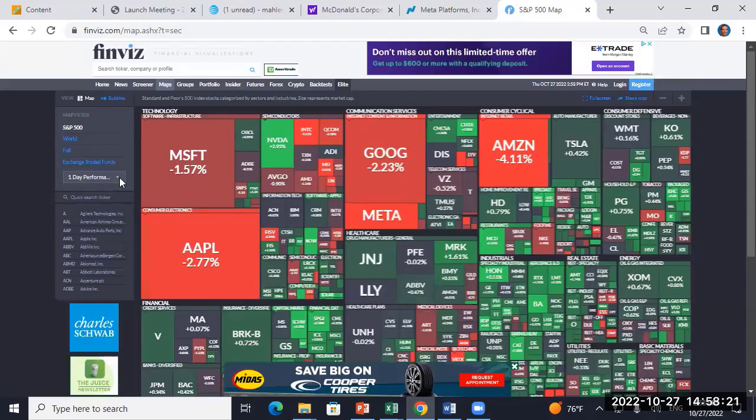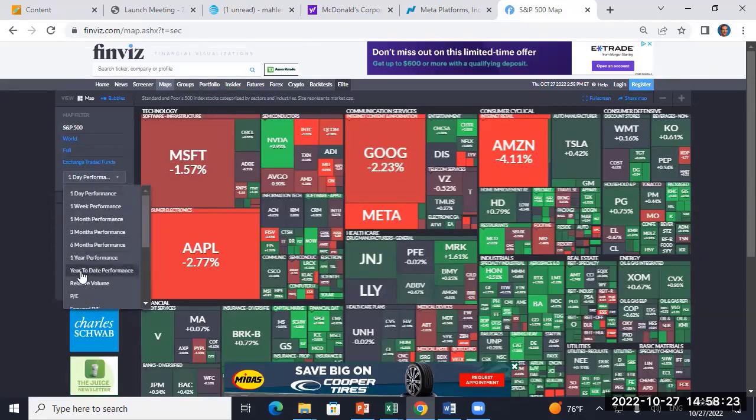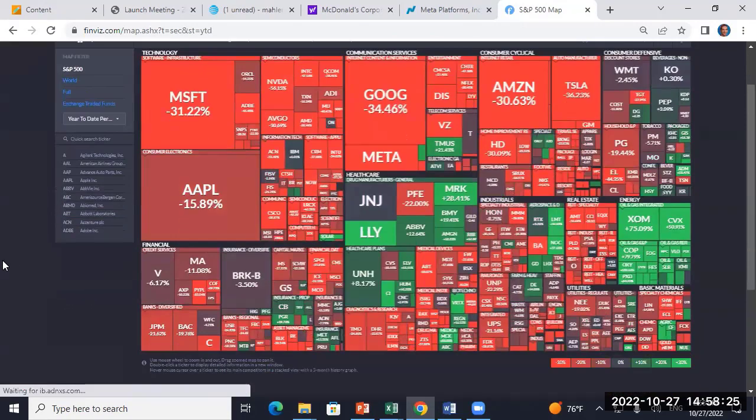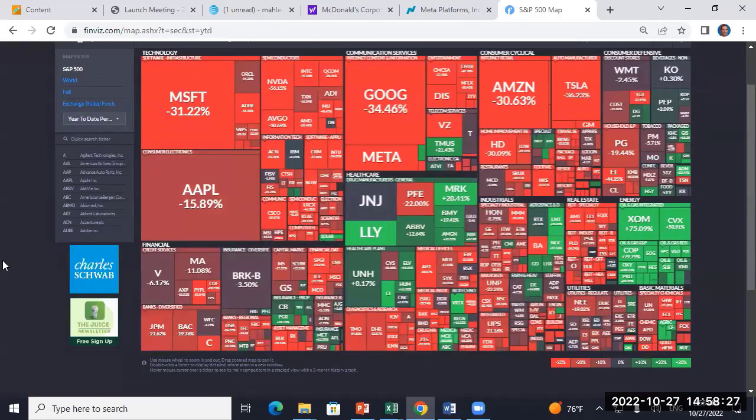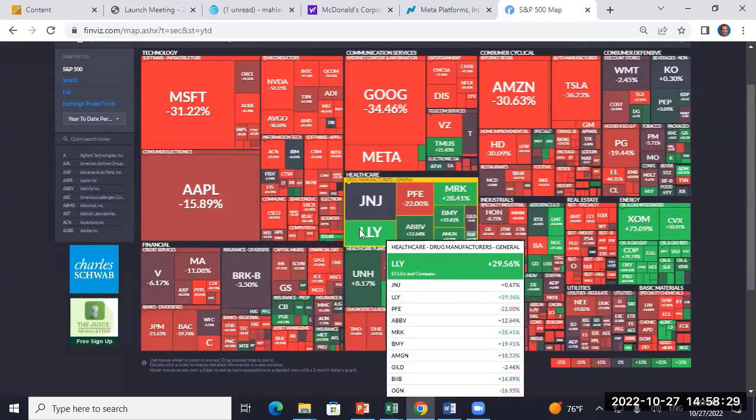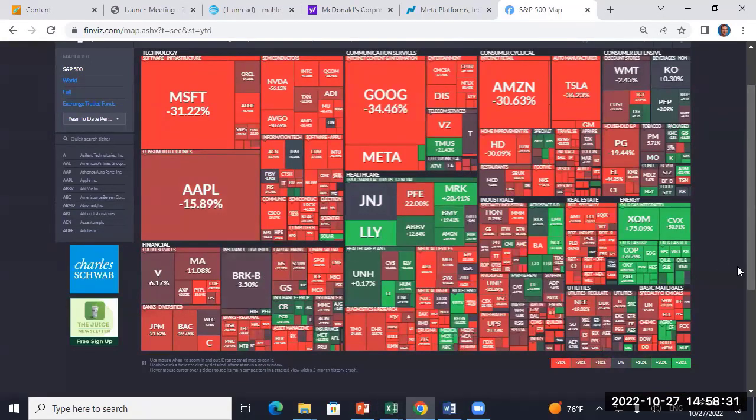And you can actually do this year to date. Year to date is pretty red, but Exxon's up. Why is Exxon up? Because oil prices are up. So even in a year like this where it looks like everything's down, energy's doing great. How did energy do 2 years ago? Exxon was really, really red 2 years ago.